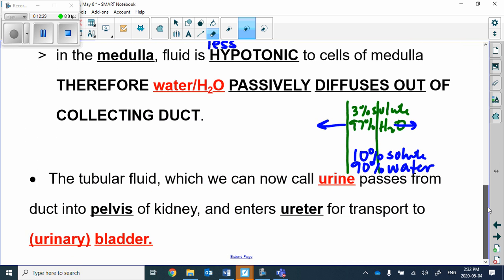So the tubular fluid, which we can now call urine, passes from that collecting duct into the pelvis of the kidney. And that's that hollow center of the kidney. It then enters the ureters for transport to the urinary bladder, where it can be stored until it can be released from the body.